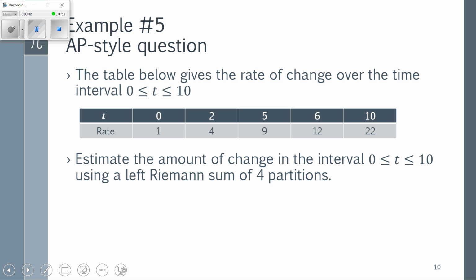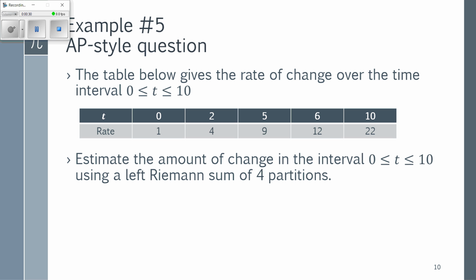So the AP exam could ask you a lot of different style questions to see if you can handle the rectangular approximation method. The most common, however, is with a table. Here we're given a table of a rate of change over the interval from 0 to 10. We're not going to worry about units with this one, and we want to estimate the amount of change in the interval.